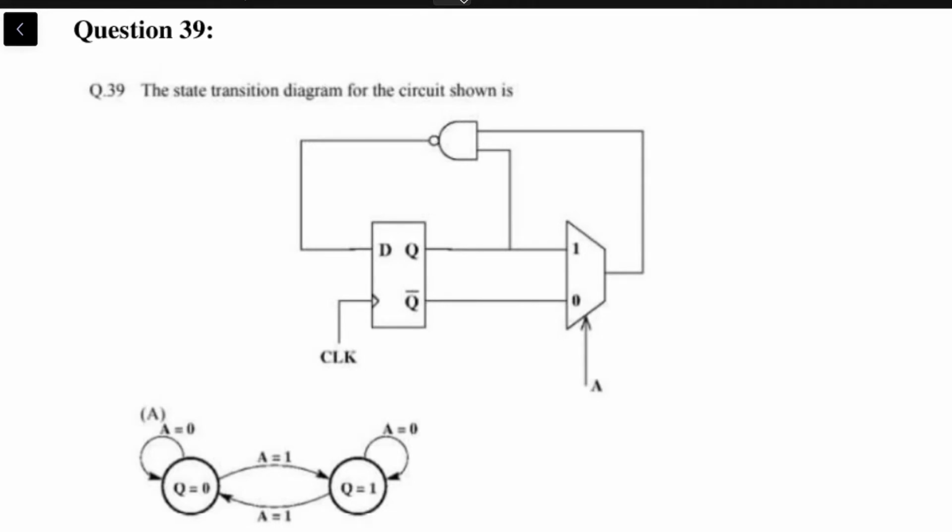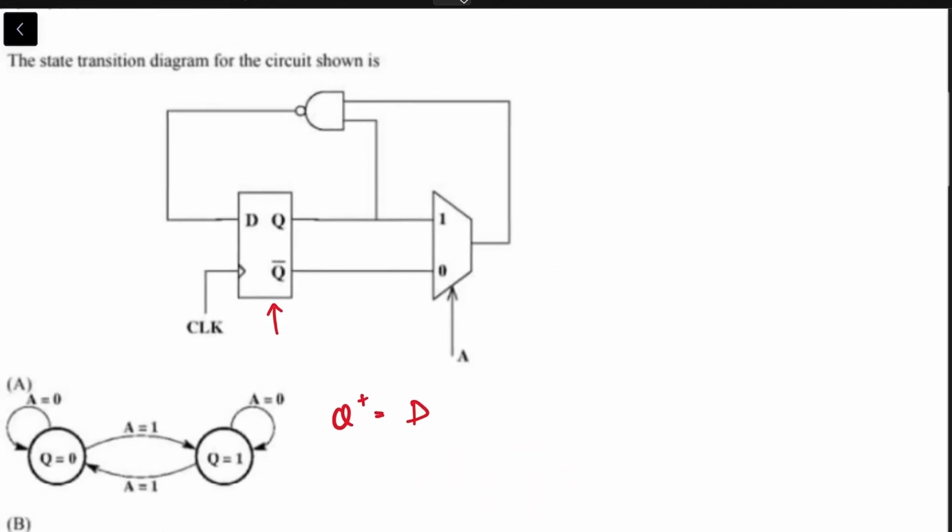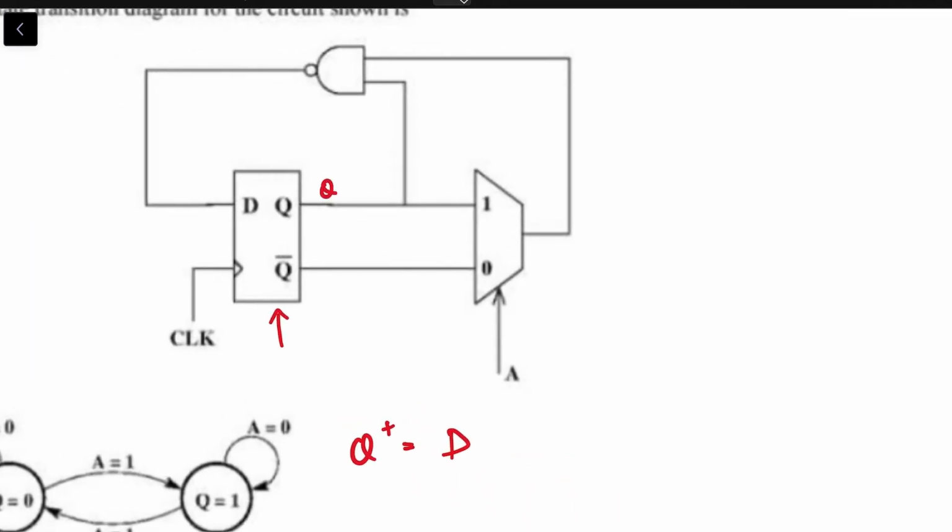So let us first find out what the next state equations are. The next state equation for a D flip-flop is Q plus is equal to D. That is, Q takes the value that D had when the sampling edge of the clock hits. So we will have to propagate Q and Q bar to the D input along with A to figure out the equation for D.